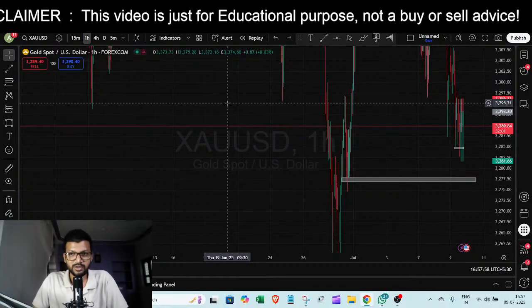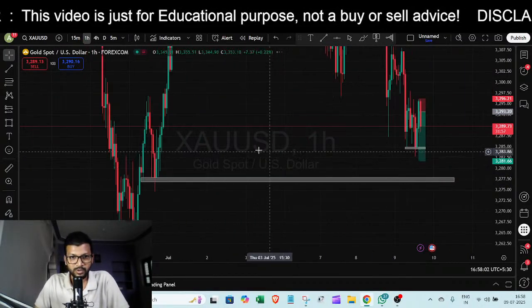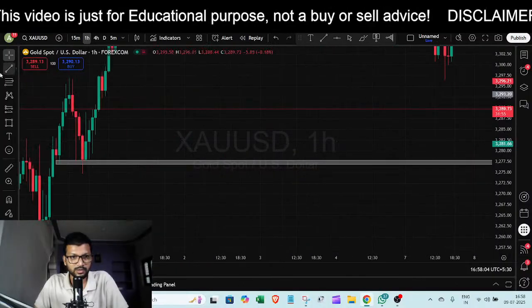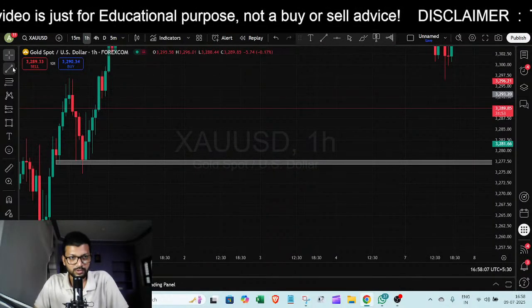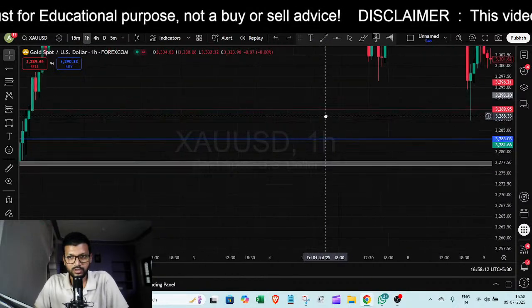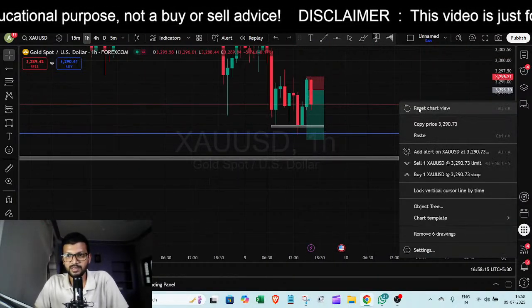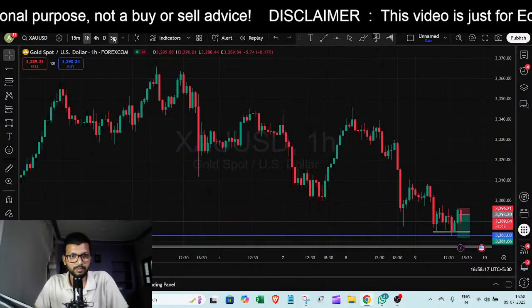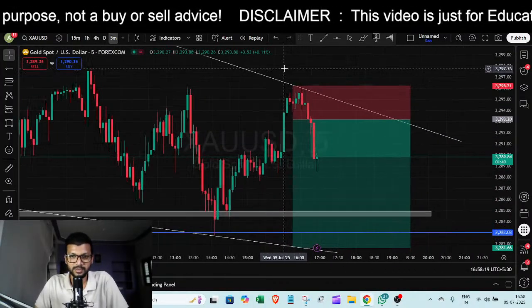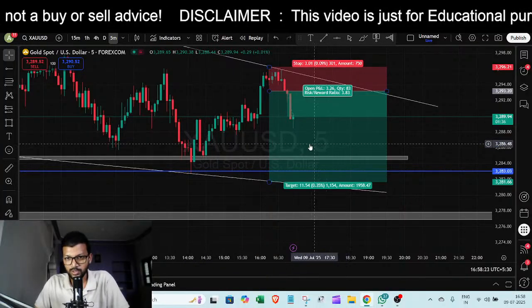Your position is on the right side if you entered at 3284, because if you check the 1 hour chart, there is an order block. Let me mark it. So this is our order block. Most probably there is a chance that the market might come to this order block and reverse immediately. The blue line which you are seeing is an order block.